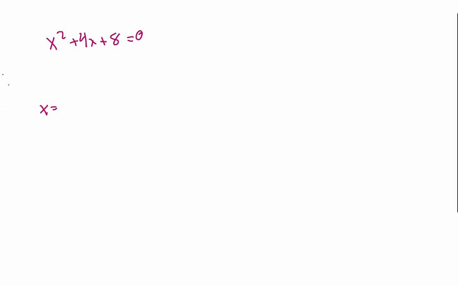It's going to be negative b, so negative 4, plus or minus the square root of b squared. So we're going to have 16 minus 4 times a, so it's just going to be 4, times c, so minus 32. That just comes out to minus 16, all over 2 times a, so 2 times 1. It's going to be still no real solutions here, because we have a negative in the radical.